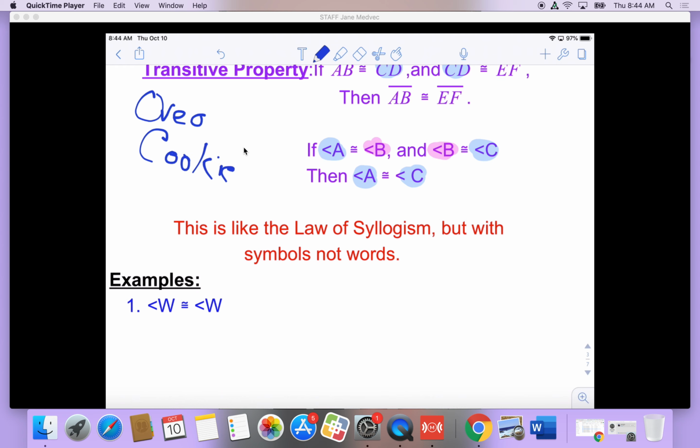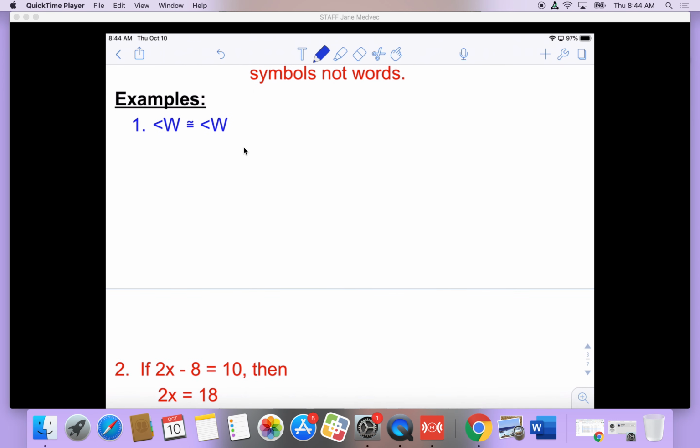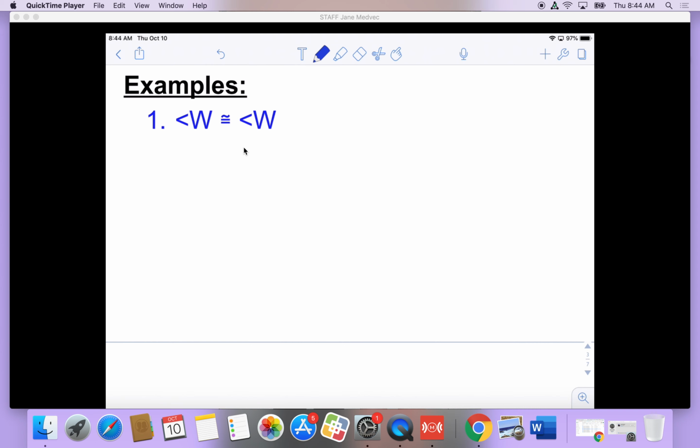Again, with symbols, not with words. All right, so this is like the law of syllogism again, but not with words. So let's take a look at this example. If I look at this example, what law would this be? Yes, very good. It's reflexive.